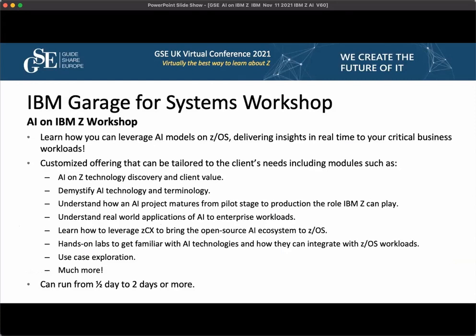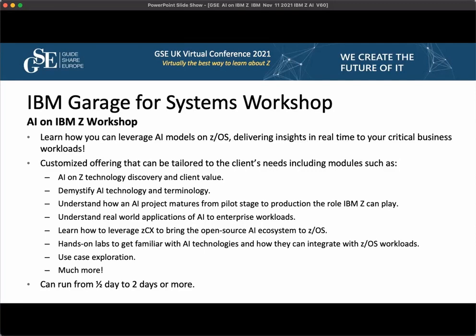And I wanted to conclude by letting you know that we have an IBM Garage for Systems workshop that is free of charge that you can take advantage of. It consists of many different modules. We do have an AI maturity assessment tool that you can take, and depending on where you are in terms of your AI journey, we can really start this workshop at the specific module.